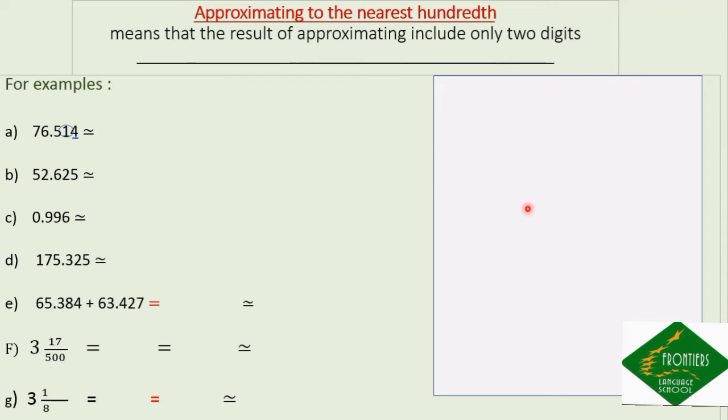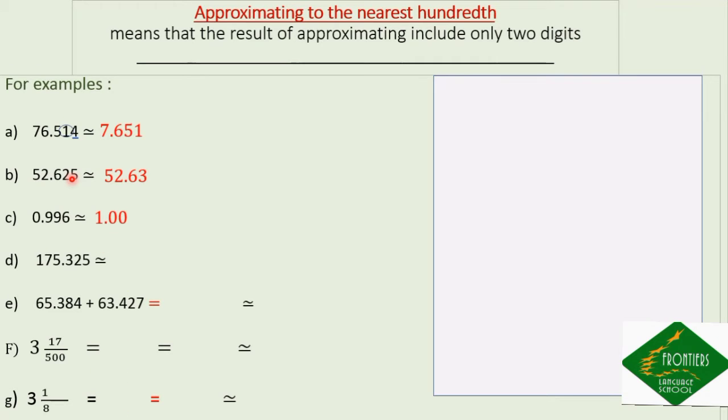We underline 4 and circle 1 and ask ourselves if 4 is poor or rich. 4 is poor, so we are going to write the number as it is, 76.51. Okay, letter B, 52.625. We underline 5 and circle 2 and also ask if 5 is poor or rich. So 5 is rich, so it will give 1 to number 2. So the answer will be 52.63.